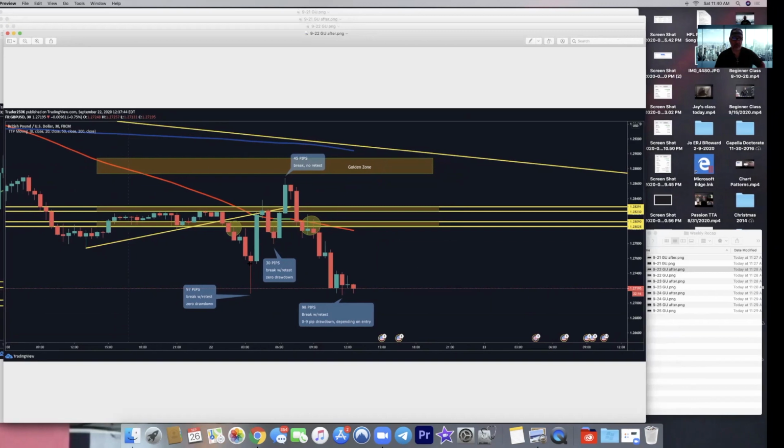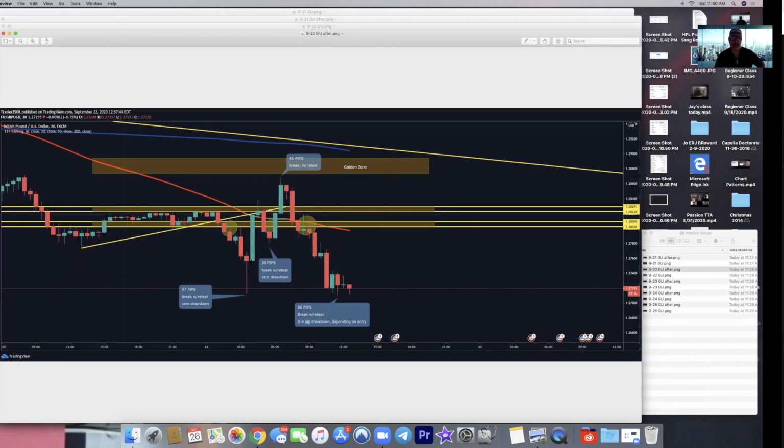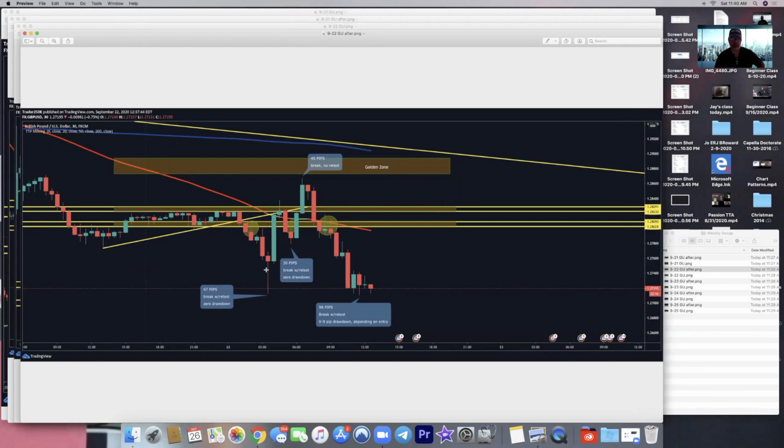Obviously, they entered late. They're trying to catch the momentum as it's going down. And then it took off to the upside. Do not be deceived in thinking that just because price makes a move in one direction or the other, it's going to continue that way. Grab your pips and get out, okay?